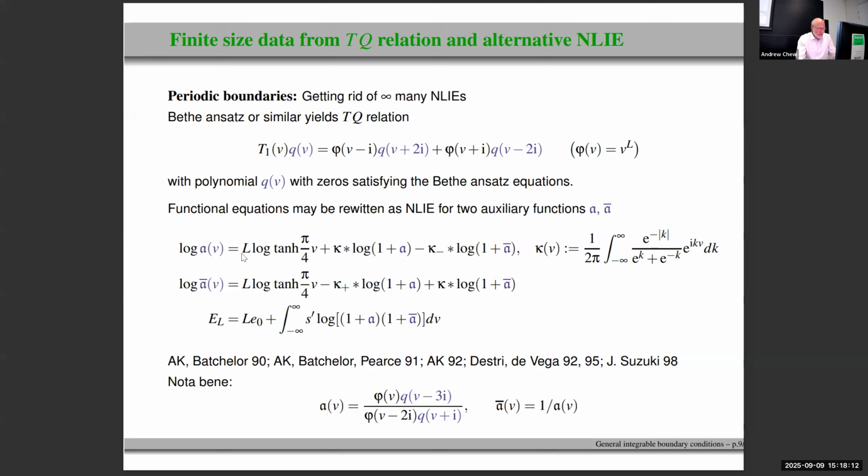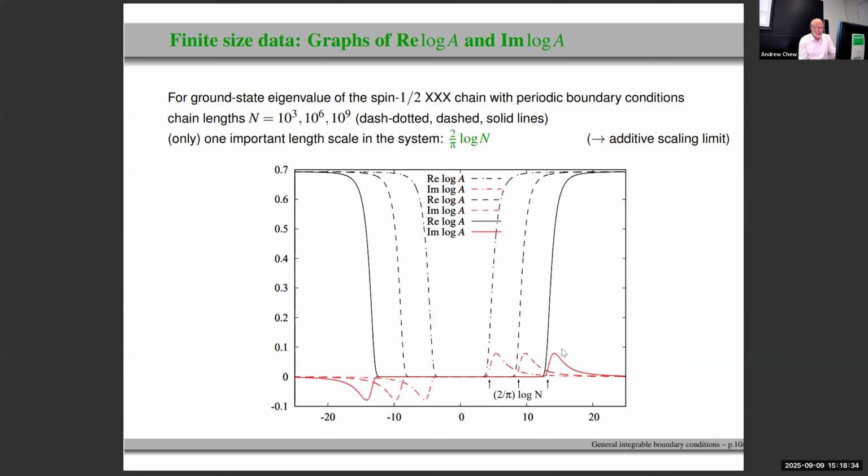Once these equations are solved for A and A bar, for some system size L, one inserts the solution into this integral here, the S prime. S prime and log of 1 plus A and log of 1 plus A bar carry the same argument V. I just dropped it for compactness. So that gives, let's say, the ground state energy for the periodic boundary case.